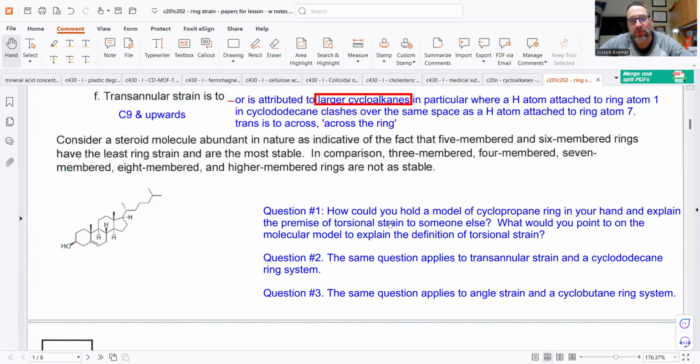Question number one. How could you hold a molecule of cyclopropane in your hand and explain the premise of torsional strain to someone else? What would you point to on the molecular model? The same applies to transannular strain and cyclododecane. The same applies to angle strain and cyclobutane.